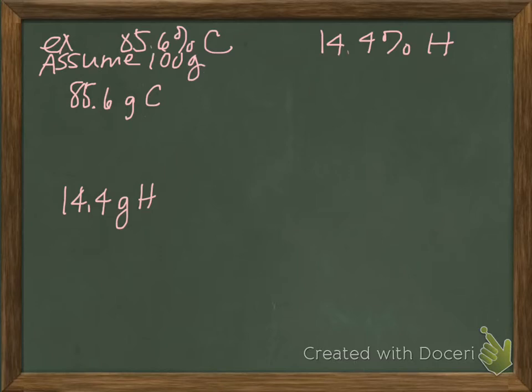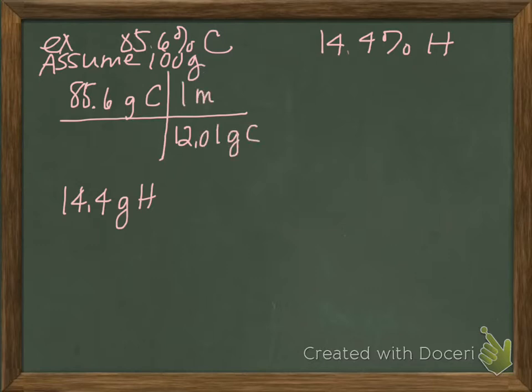How do I convert from grams to moles? We just did it on the worksheet from the weekend. We'll use our little grid, and we're going to use our molar mass. So we're going to set up our grid for carbon. If we look up on the periodic table, the molar mass of carbon to 2 decimal places is 12.01 grams of carbon per 1 mole of carbon.